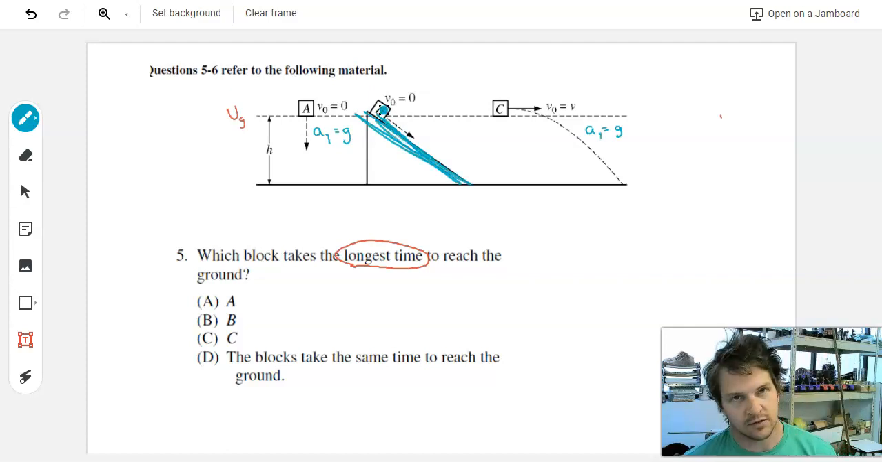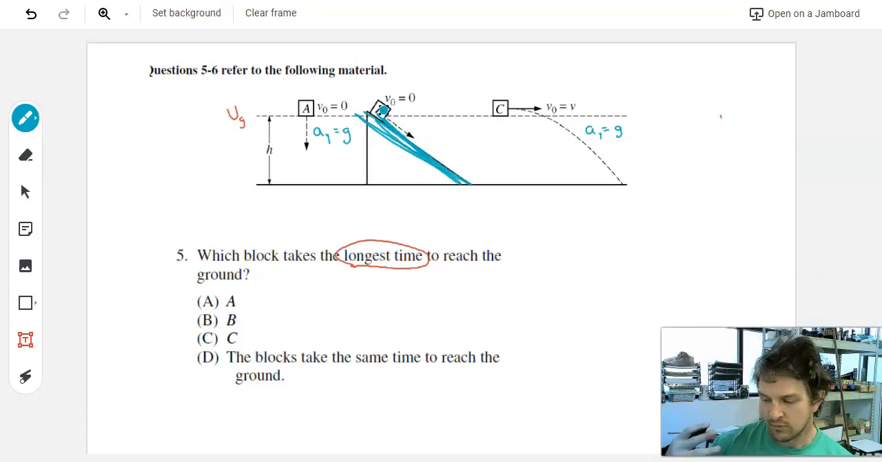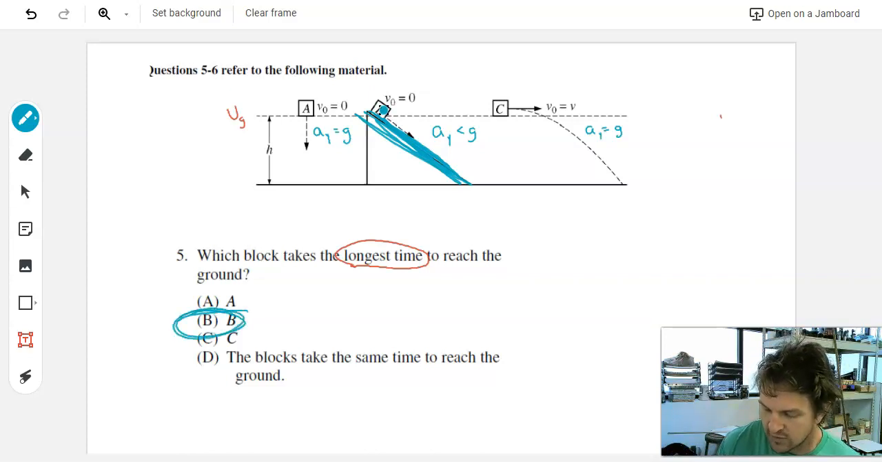B can't accelerate the same as gravity because there's this ramp literally in the way slowing it down. So B's a_y is going to be less than g, which means it's not going to speed up as much as the other ones. It's going to be going slower by the time it reaches the ground. Or it's going to take longer, right? So B is the one that's going to take longer. It won't be slower. It's just going to take longer. All right.